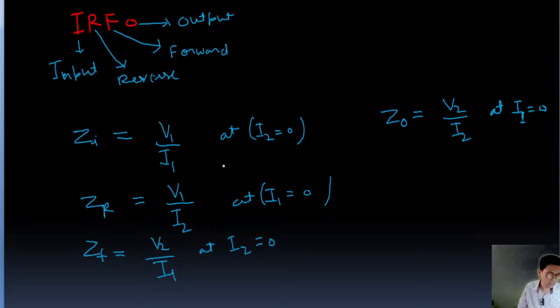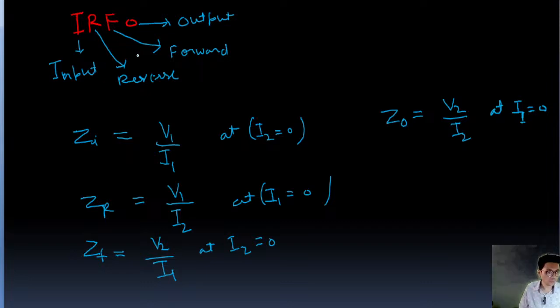So Zi is V1 upon I1, ZR is V1 upon I2, ZF is V2 upon I1, and ZO, Z output, is V2 upon I2. These are the conditions, so these are the values of Zi, ZR, ZF, and ZO. This you need to understand.